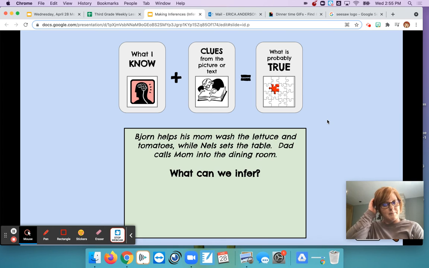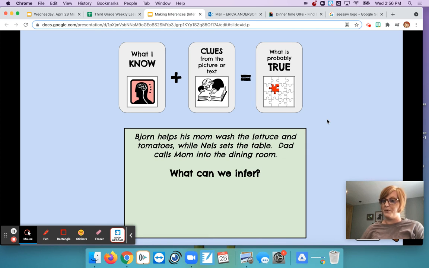Let's try one more. I put the boys, my own boys, so this is about my family. So my 2 sons are Nels and Bjorn. Listen to this circumstance. Bjorn helps his mom wash the lettuce and tomatoes while Nels sets the table. Dad calls Mom into the dining room. What can we infer is happening?